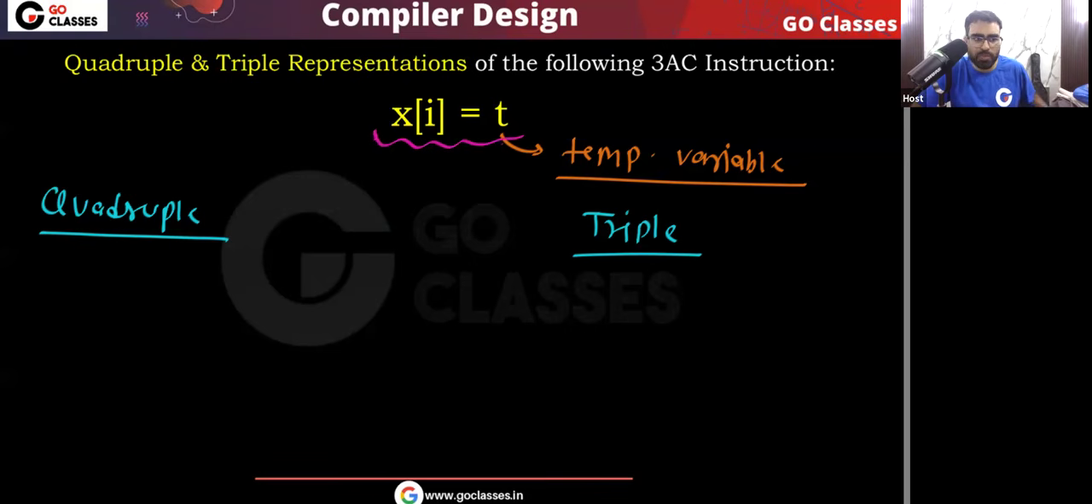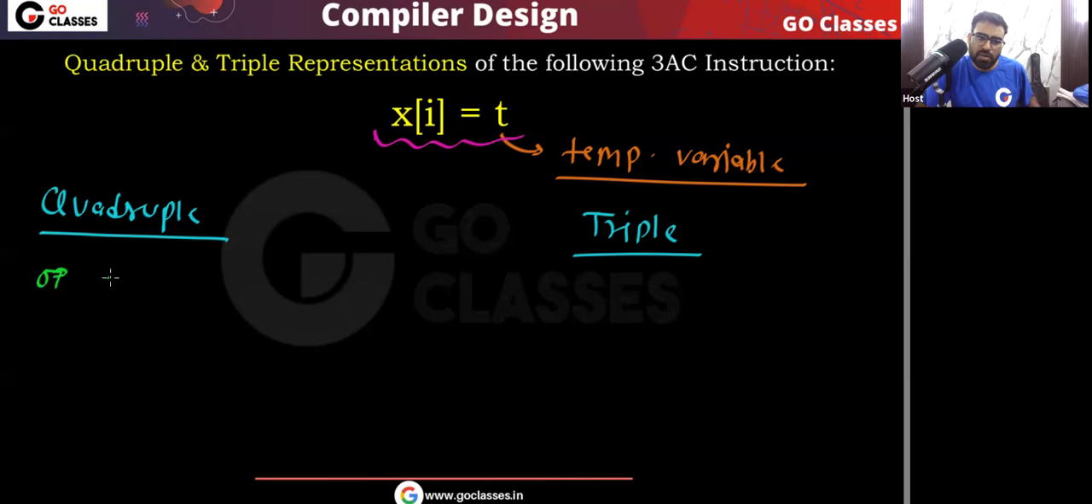Here again we need two entries, because please understand that when we were having x[i] equal to y, at that time also the first entry was basically computing the address, or I can say the location. Yes or no? Here also you can notice that at the location x plus i, we need to put the value of t. So when we were having x[i] equal to y, the first entry was computing the location or address. So the same thing we need to do here also.